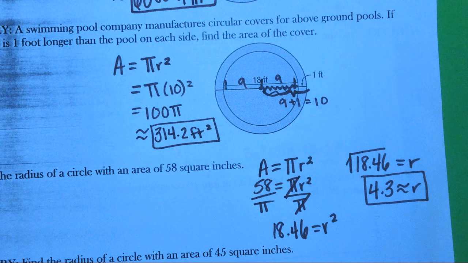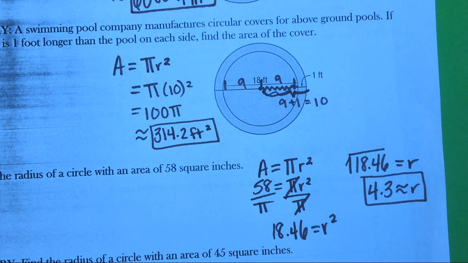Okay, so we divided by pi. We got 18.46. It was r squared. We had to get rid of that squared, so we took the square root of both sides. We got 4.3. It is your turn. Try the next one. It should be very similar. Tell me when you have your answer.